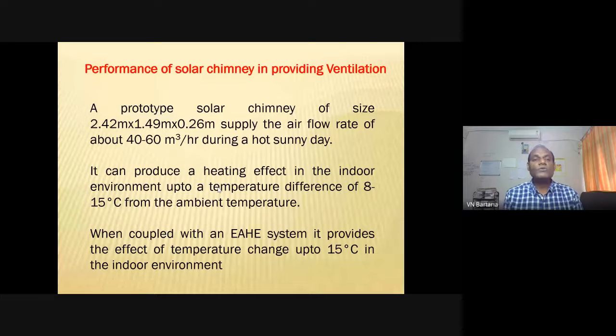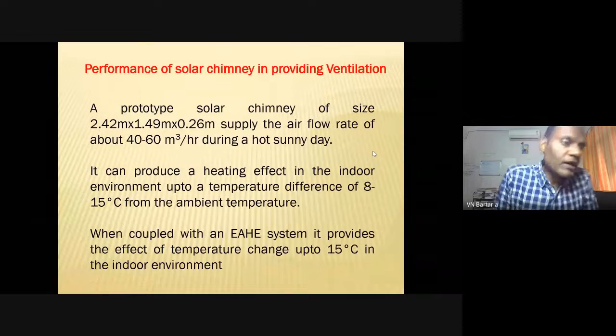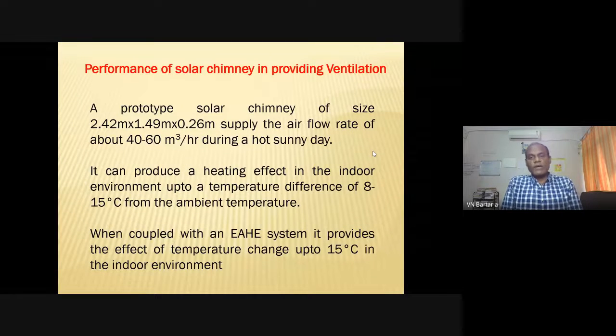We need not rely on conventional sources of energy or electricity. There is no need of electricity. You can get these effects throughout the day with the help of this passive system. So these are very effective, proven systems, and many are becoming aware and going to use these systems in their premises.